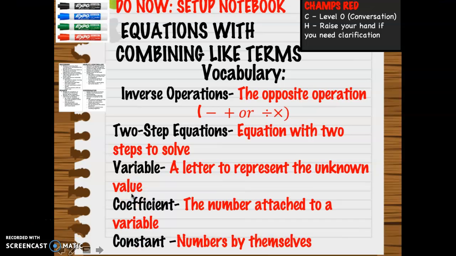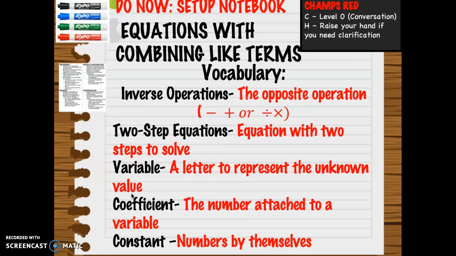Eighth graders, if you missed Tuesday's or Wednesday's lesson, you need to pause this video and take your notes. Right here, we're talking about equations with combining like terms.